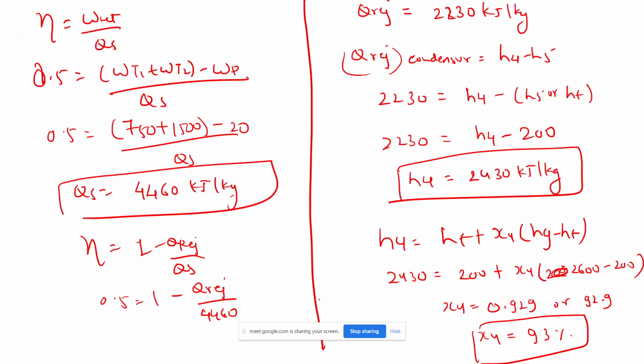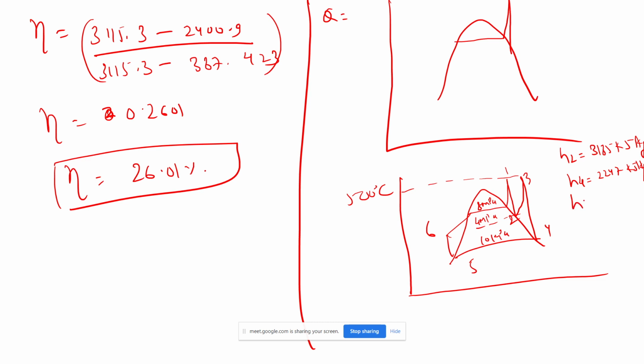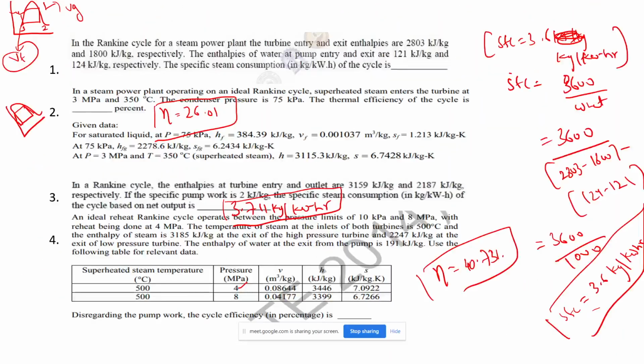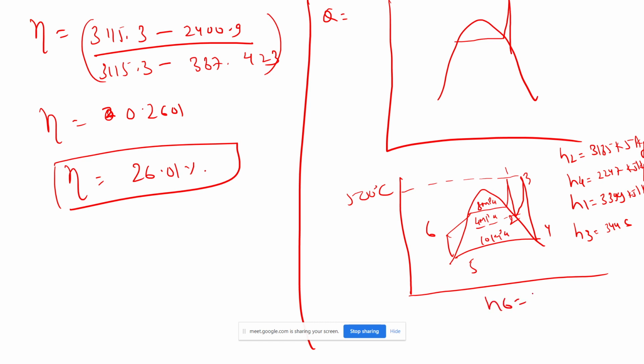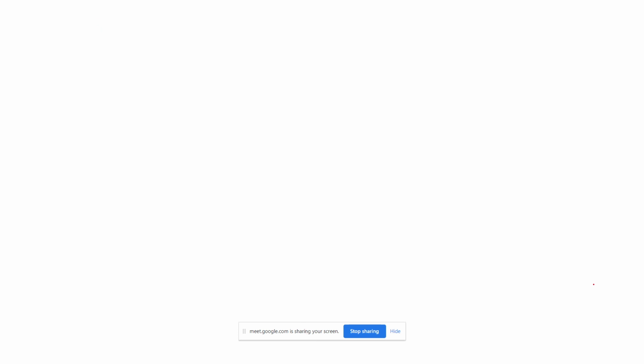They have also given H1, H3, and the enthalpy of the steam at the exit of the turbine. The enthalpy of water at the exit of the pump is 191, that is H6, they have mentioned. H6 also they have mentioned. It is 191. Now we just have to put the values.